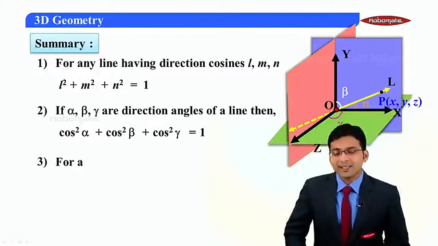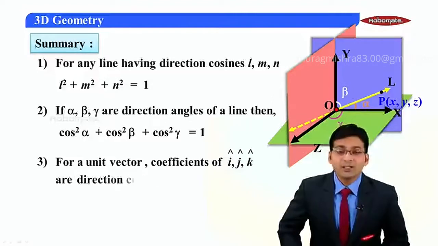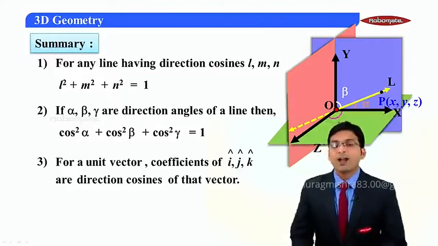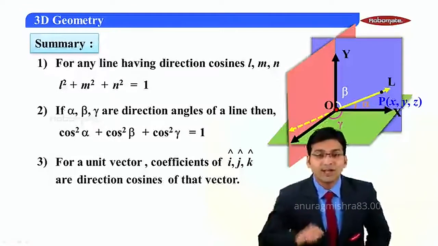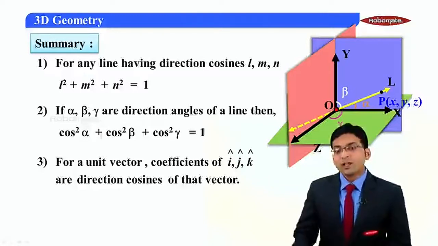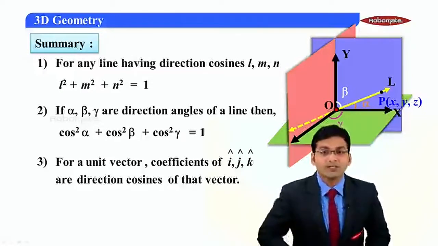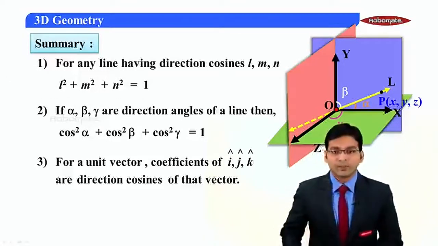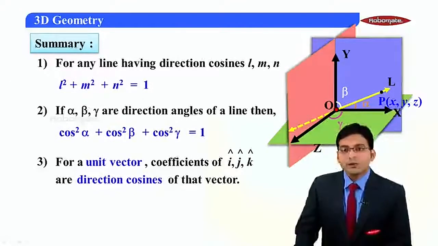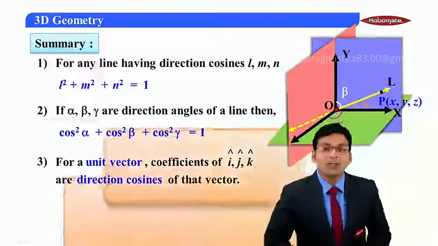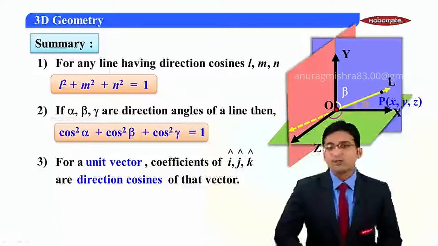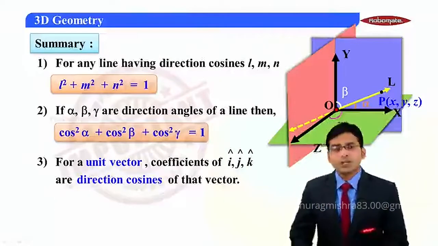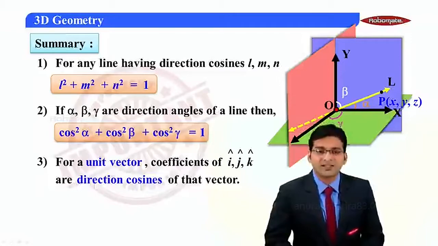Now the third pointer says, for a unit vector in space, coefficients of i cap, j cap, k cap are direction cosines of that vector. That means if we calculate coefficients of i, j, k students, they will represent direction cosines for a unit vector. Fine. So in these 3 pointers, we have these as important expressions. Okay. So if we remember, we can solve the problems very easily. Fine. So here we studied what is the relation between direction cosines. Thank you.